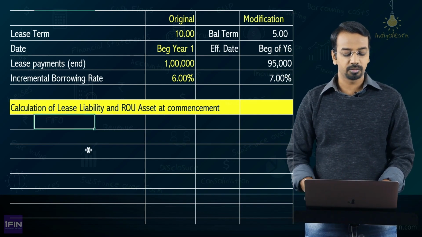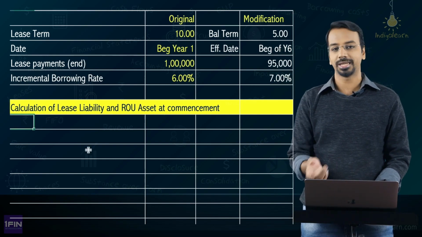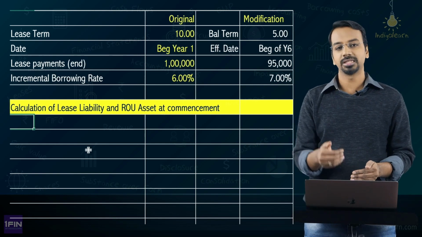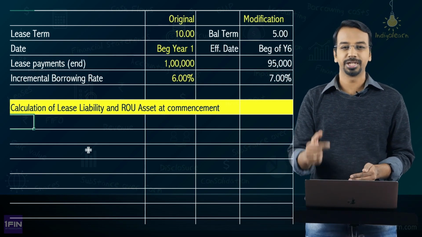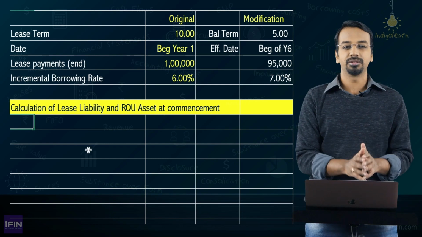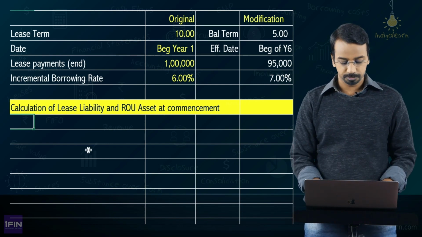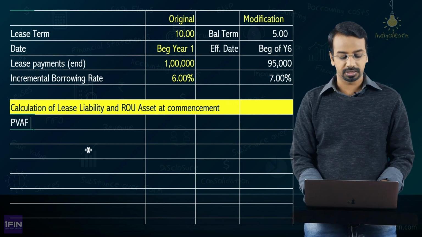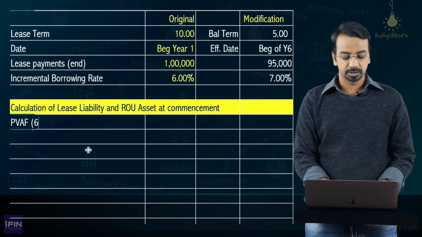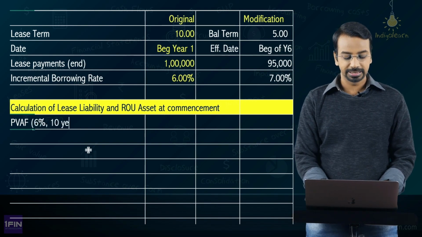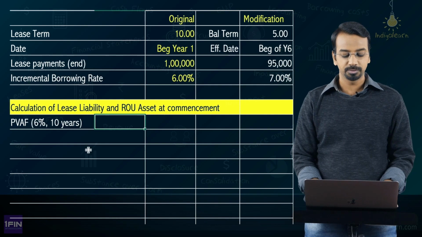So, first let us do the calculation of lease liability and right of use asset at commencement. Again here, as I told you earlier, we will not be preparing a detailed schedule. We can directly do a present value annuity factor computation. So the present value annuity factor for 6% is the relevant rate for 10 years, and please note this is at the end of the period.